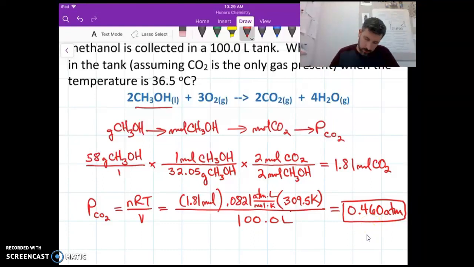The other thing was, if you forgot to change your temperature to kelvins, that would obviously very much change your answer. You've got to make sure you add 273 to your temperature.